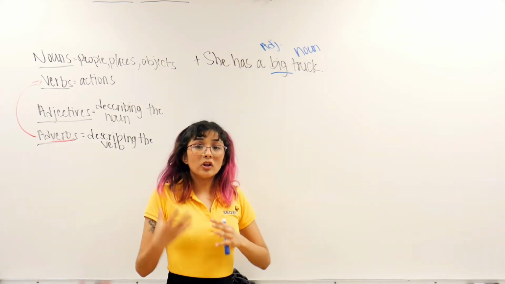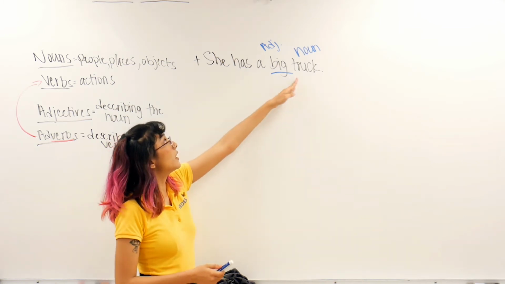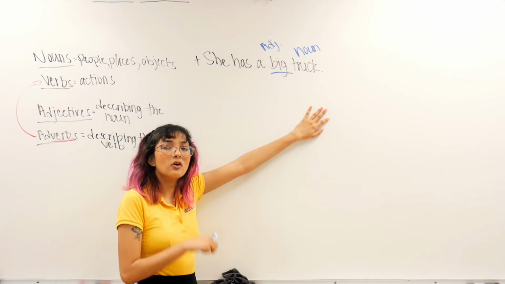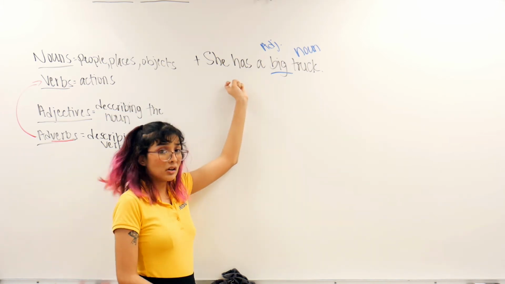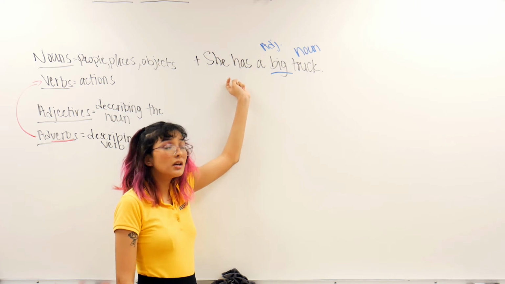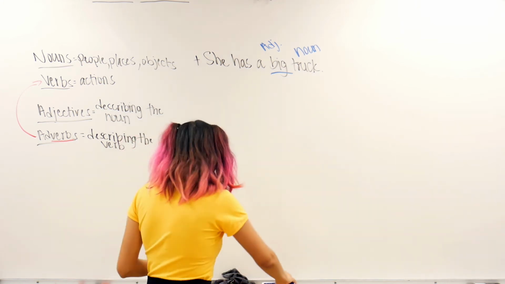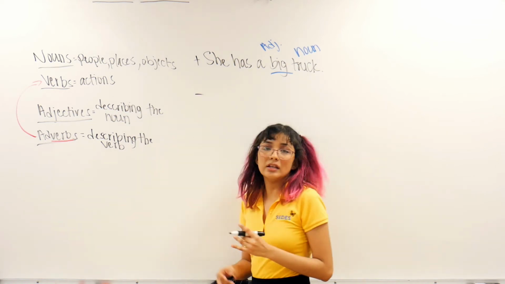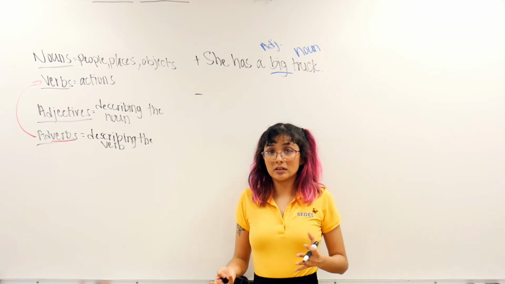When we're looking at sentences, we have to pay attention. Here we do have two nouns, she and truck. But which one are we focusing on? Which one are we describing or talking about? Here we're not talking about her, she. We're talking about the truck and the size of the truck. It is very similar when we're doing negatives. It doesn't matter if it's positive or negative. Again, you're just focusing on the sentence.